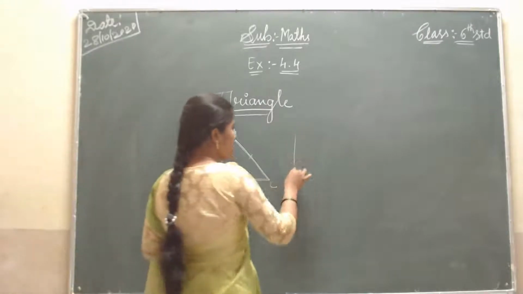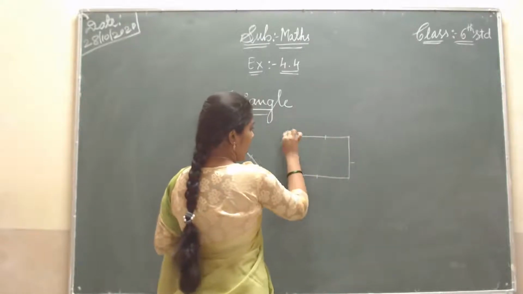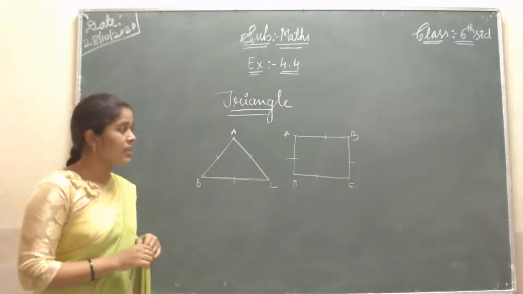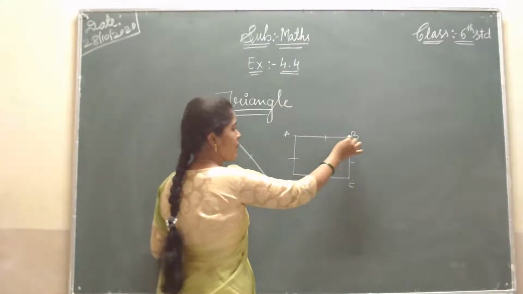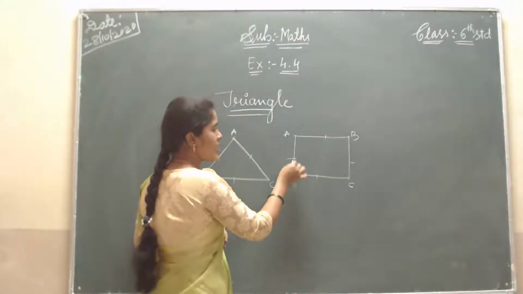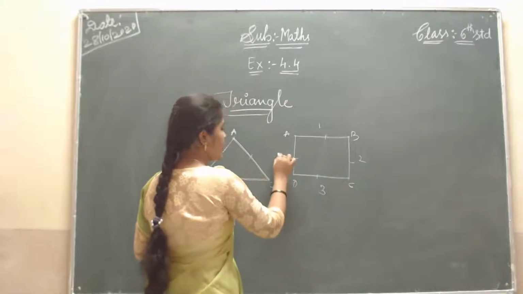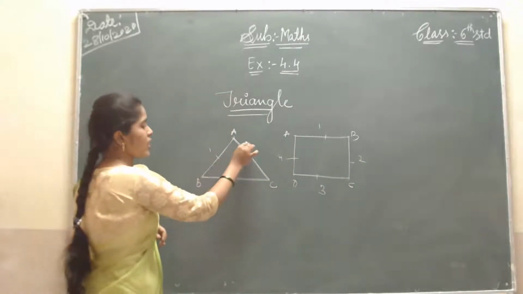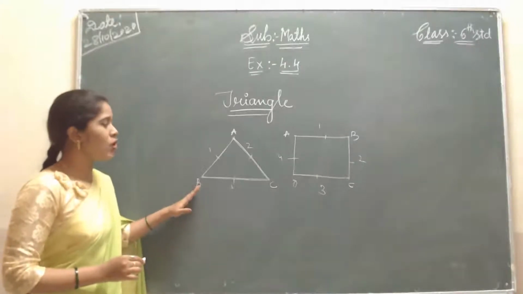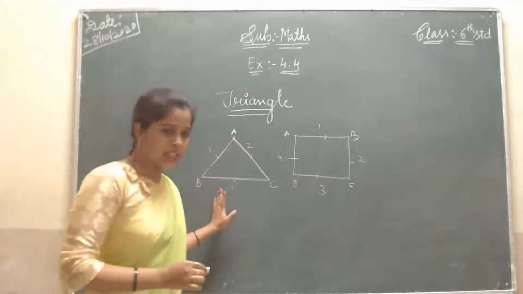See here. What is this? Rectangle ABCD. Here, how many sides? AB is one side, BC is another side, CD is the third side, DA is the fourth. Here, there are four sides. In the triangle, only three sides. So the least-sided polygon is nothing but a triangle. A three-sided polygon is a triangle.